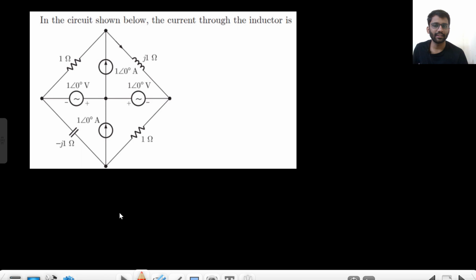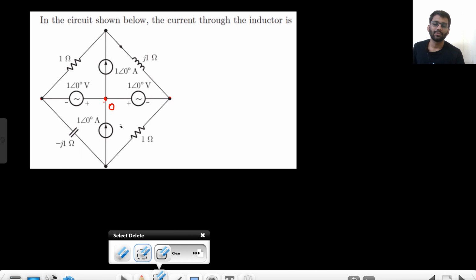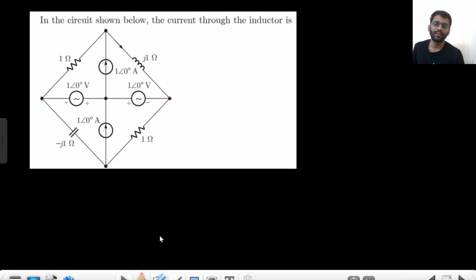In the circuit shown in the figure, you need to find the current through the inductor. Okay, so a student may start like this. Let's just assume the potential of this point is 0, then they will write the potential of this point and they will write the potential of this point. But what I will do is that I will assume the potential of this point to be 0. If this is 0, this will be 1 volt. What does this angle mean?